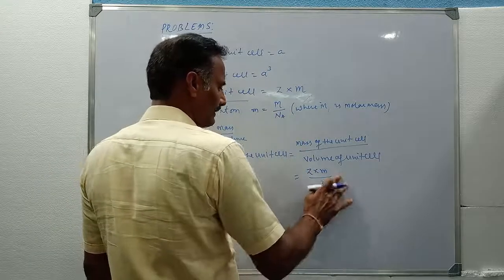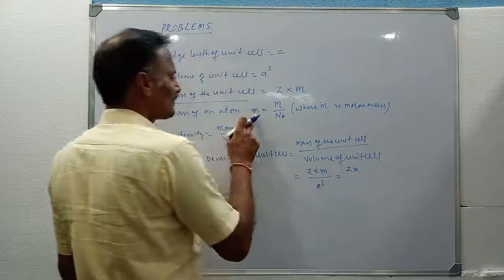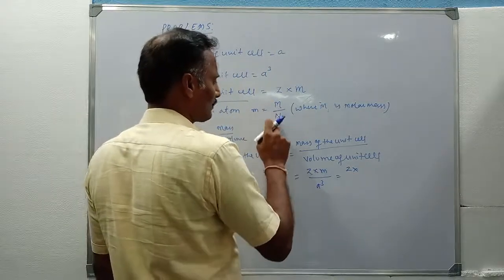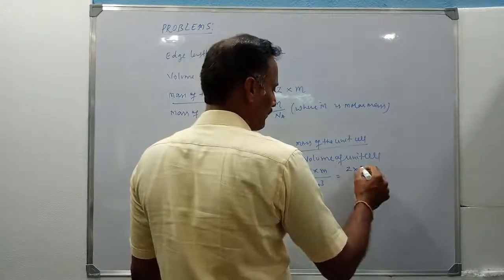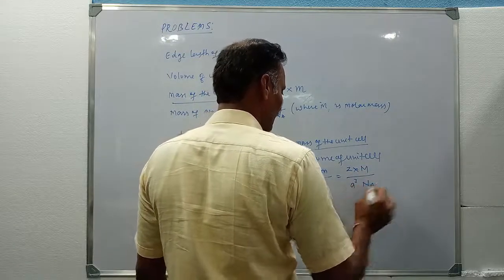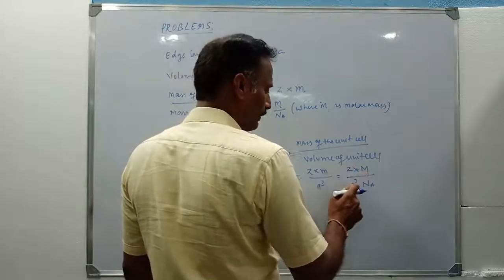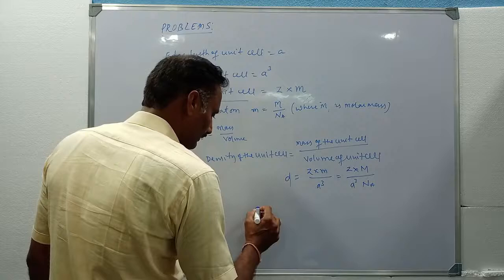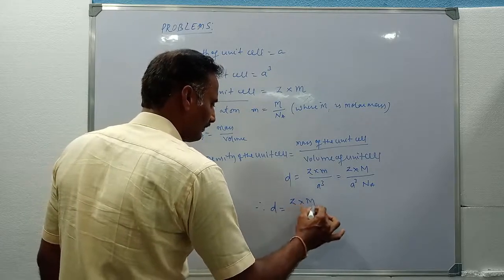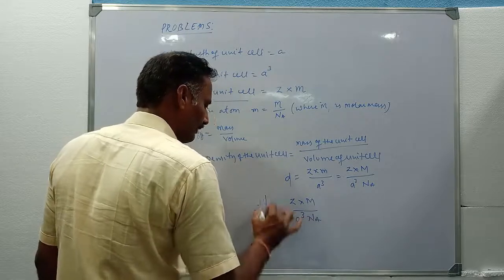This is also written as Z into small m, and what is small m? Small m equals capital M by Na, molar mass by Na. So this is capital M divided by a cube and Na. Density equals Z into M by a cube and Na. Therefore the density of the unit cell is equal to Z into M by a cube and Na.